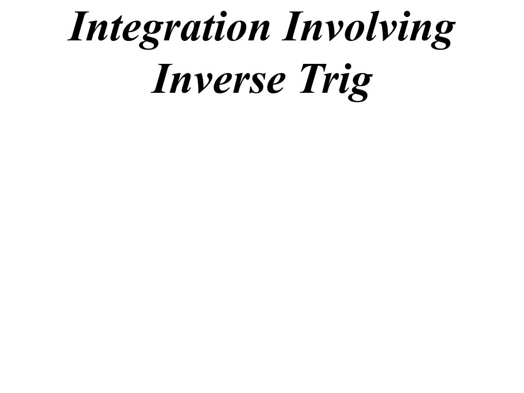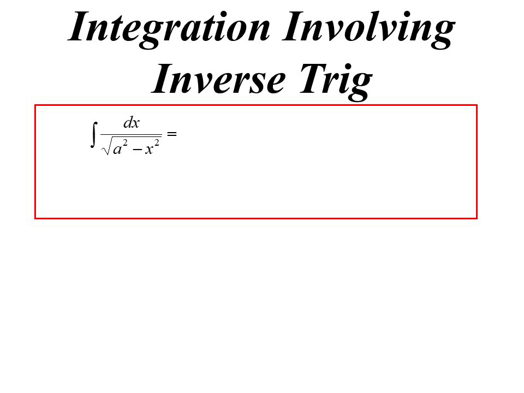Now let's take a look at going back the other way. Notice it's integration involving inverse trig. It's not actually integrating inverse trig. So basically what we're going to look at is the reverse of the differentiation. If our integral is set up like this, we can see dx on root a squared minus x squared, then that must go back to the inverse sine x on a.